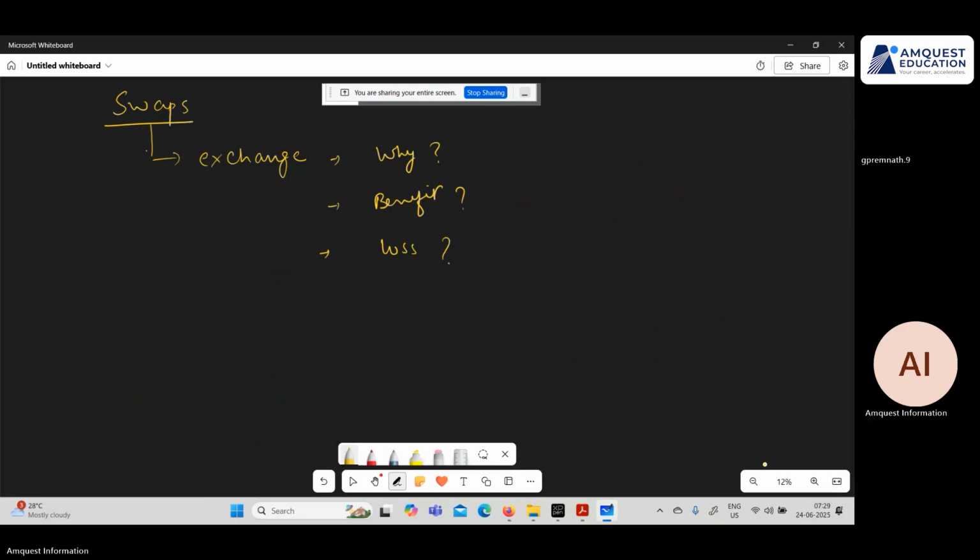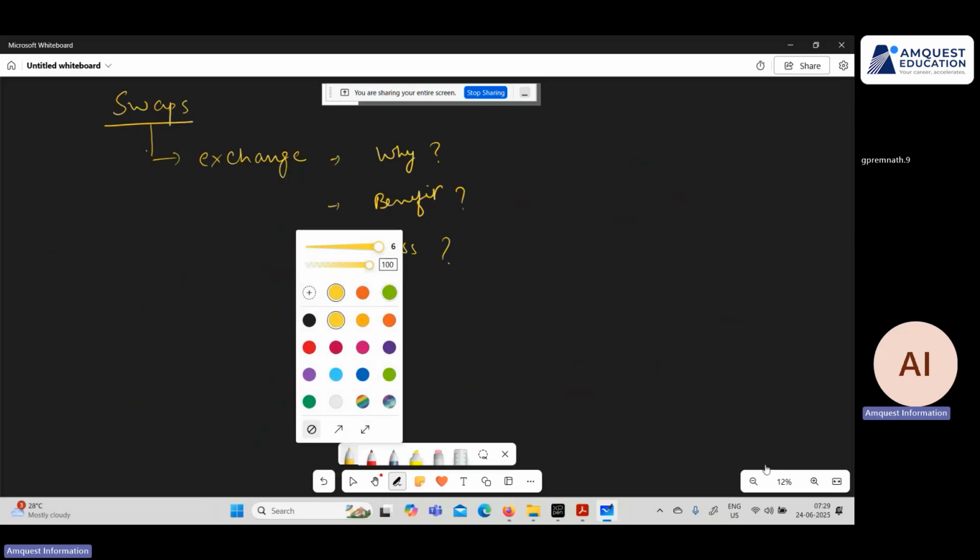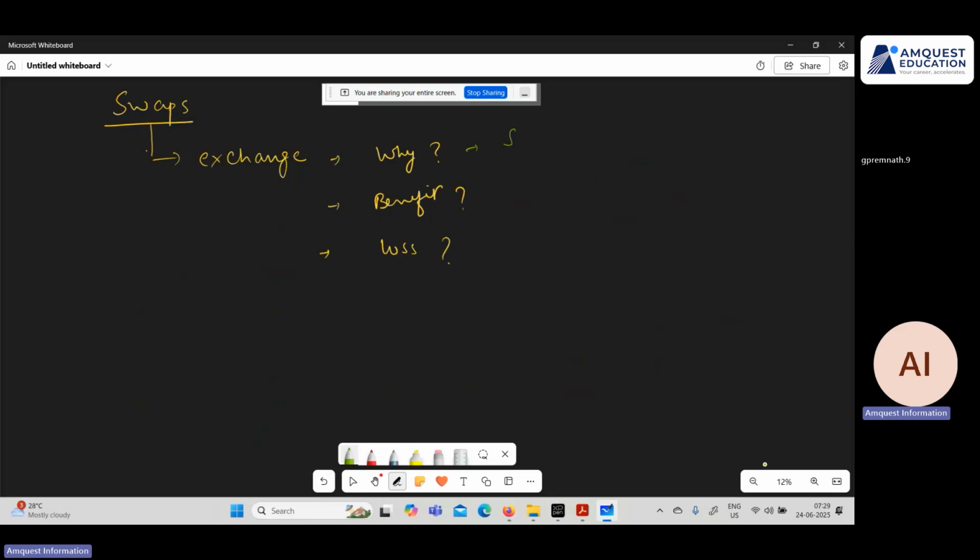Now, a lot of times swaps happen because somebody has some position and he or she thinks that that exposure would bring loss to him.